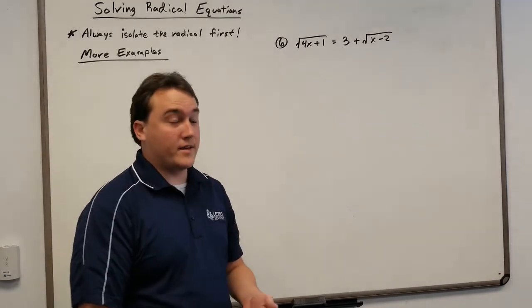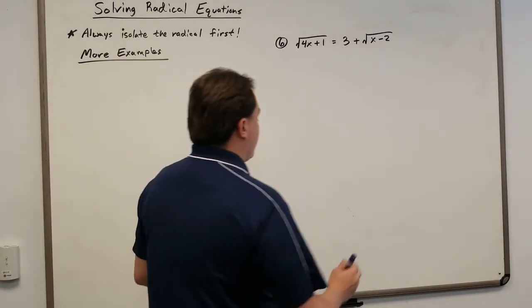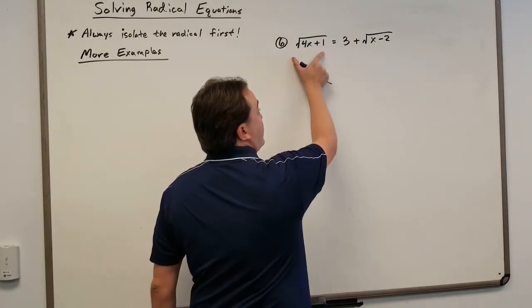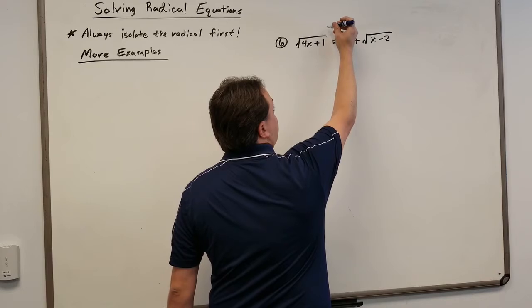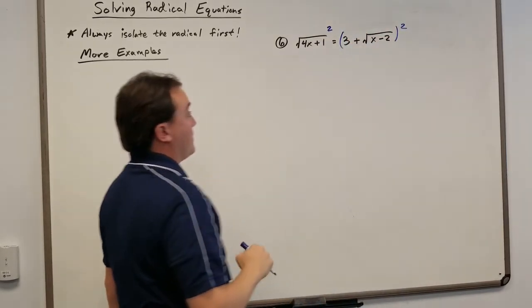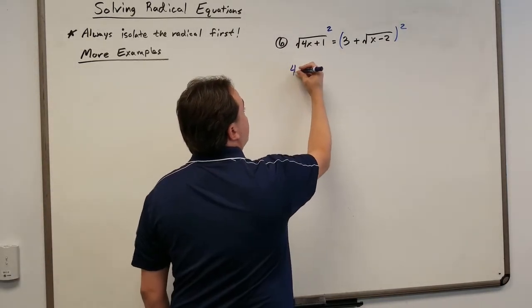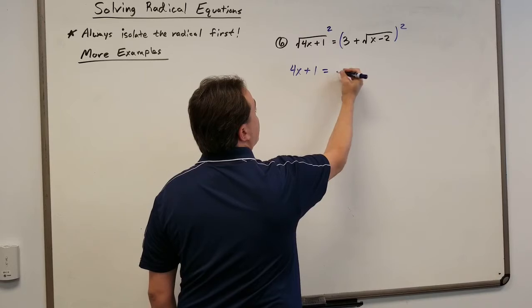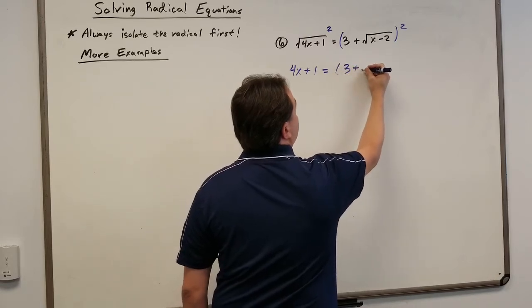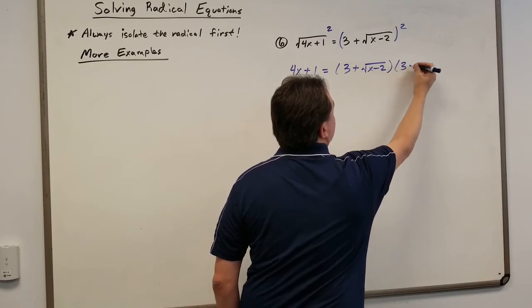Alright, so now the last problem, and I had to erase this problem because this one's going to take the rest of the whiteboard. So, again, we isolate one of the radicals, we square both sides. Remember, we're squaring all of this, okay? So we have 4x plus 1 equals 3 plus square root of x minus 2 times itself.